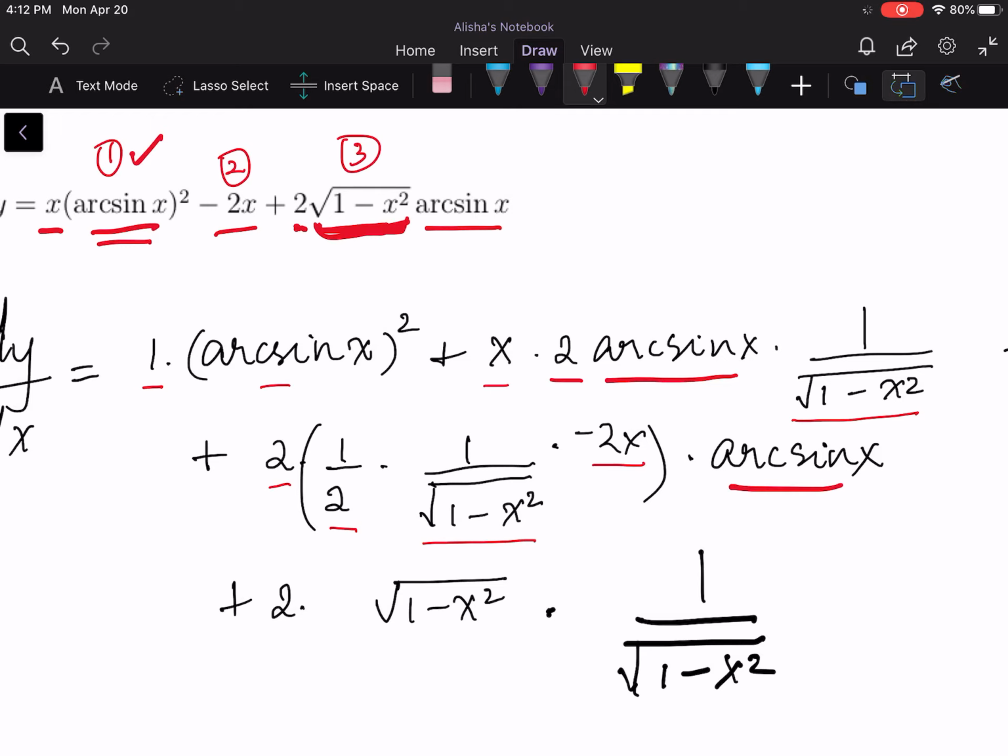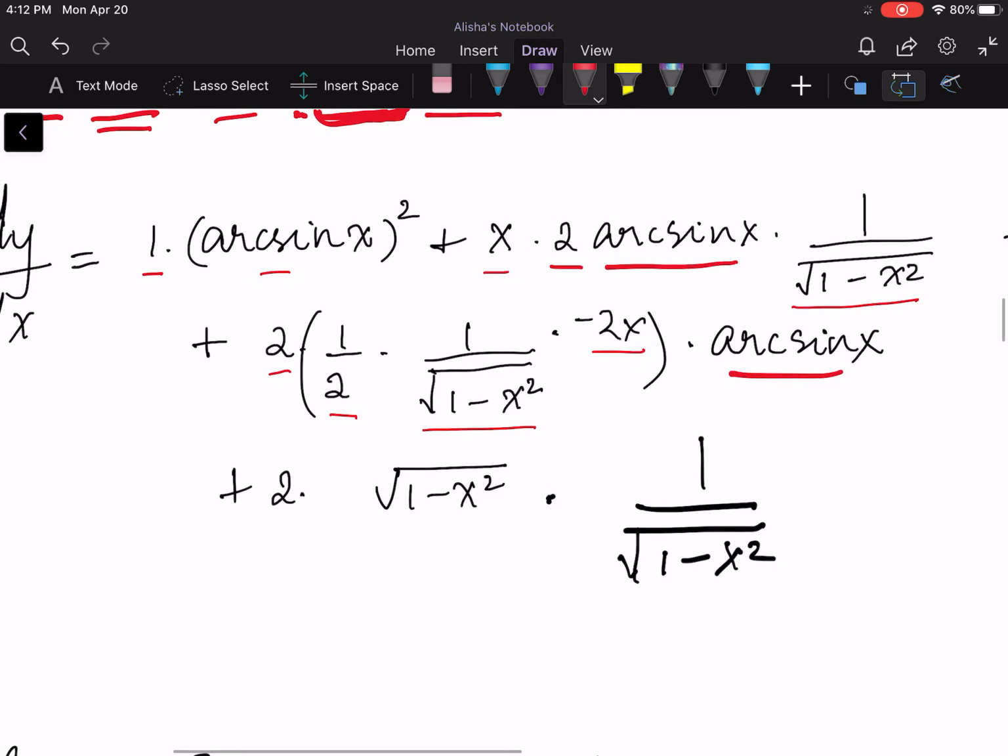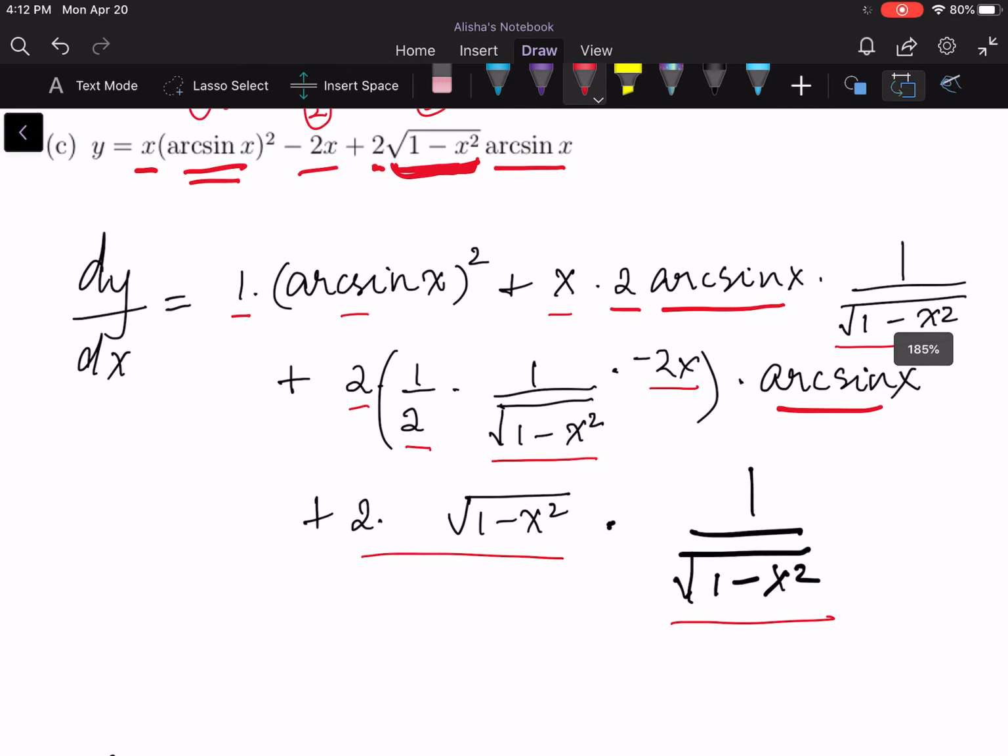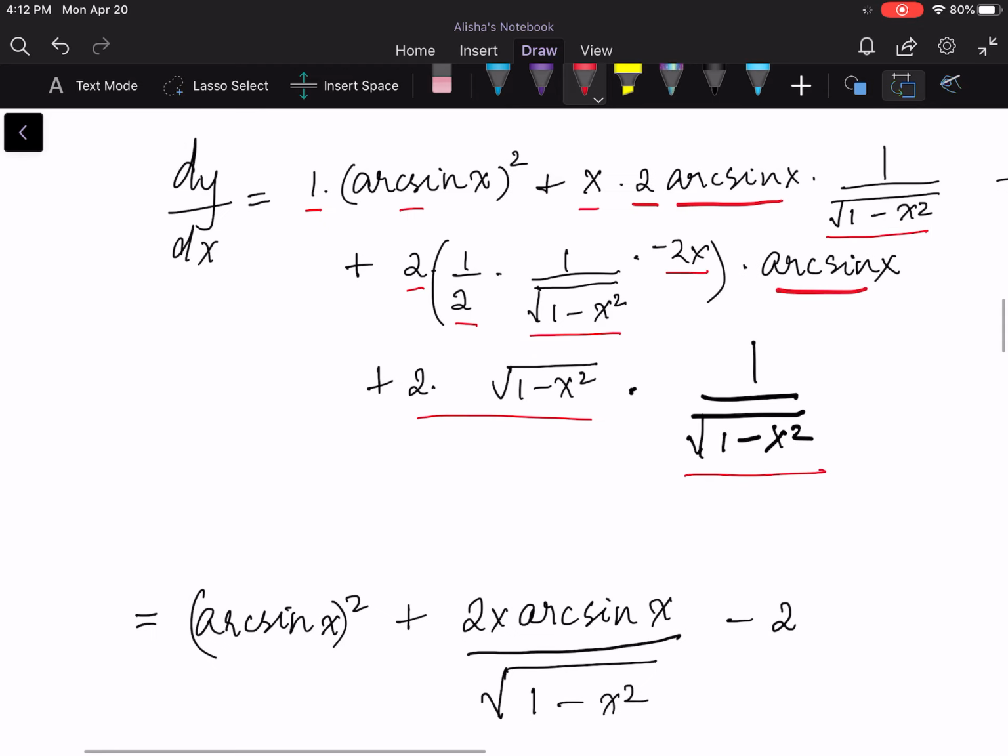The arcsine stays as is, and then product rule in the second term: the square root of 1 minus x squared and the 2 stay as is. And then we take the derivative of arcsine, which is just 1 over the square root of 1 minus x squared. And this seems like a monstrous problem, but a lot of simplification happens.